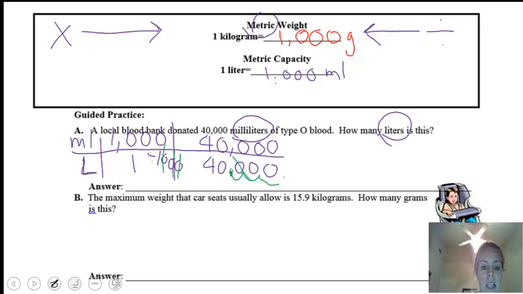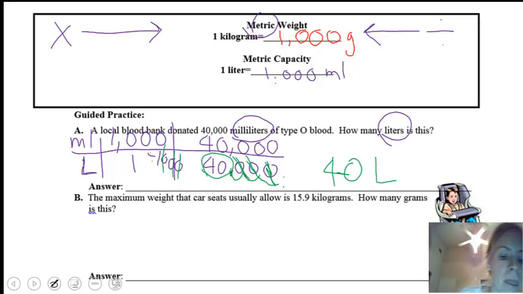This means I can cross out any of the zeros. When we move left, we get to cross out zeros. So that means my answer is 40 liters. 40,000 milliliters is equal to 40 liters. It's really awesome to remember that when you move your decimal to the left, you get to cross out these zeros so you don't get confused by your number.